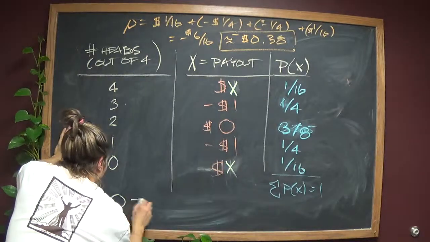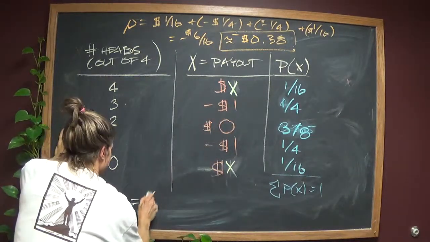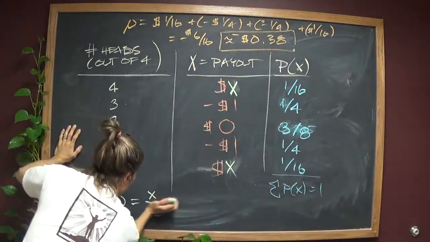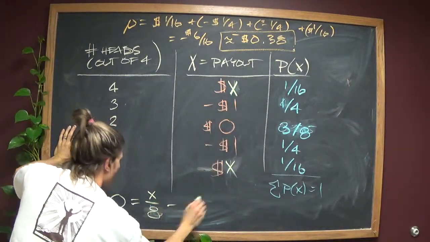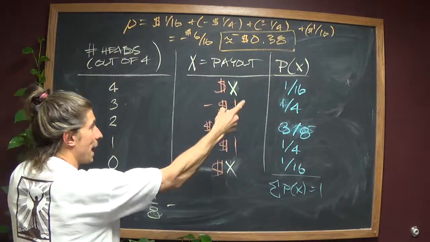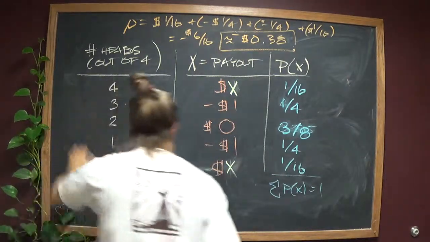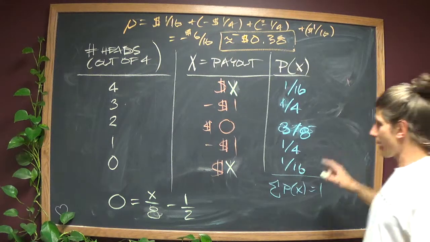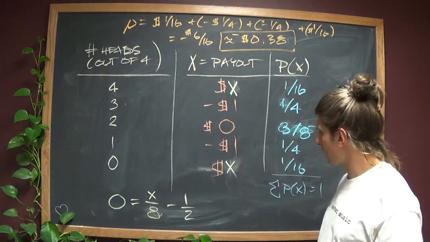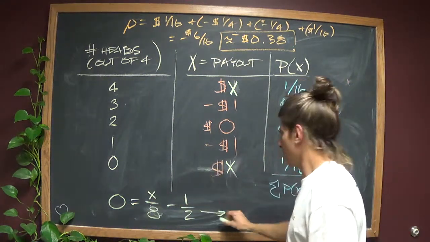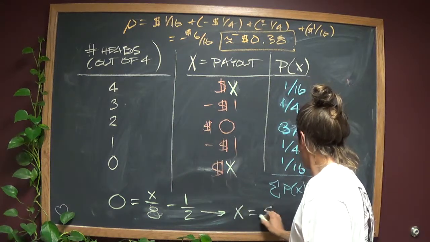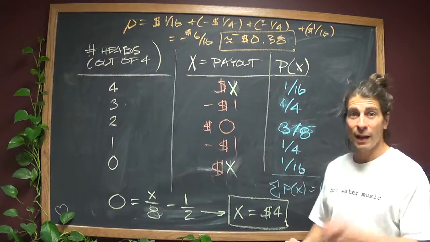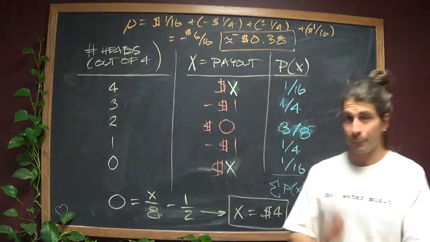So 0 equals x over 16. Actually, let's do it this way. x over 8, because there are 2 of them, minus 1/2, right? Minus 1/2, because 1/4 and 1/4 together is 1/2. Solving that for x, you end up with, well, that's nice. x exactly equals $4. That's how much you should pay me every time I win, if I want the average to balance.